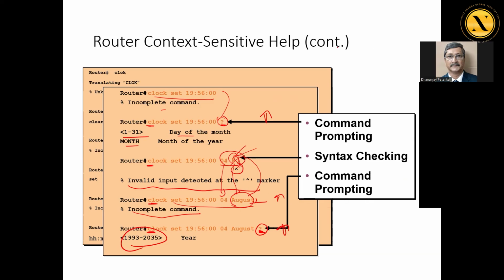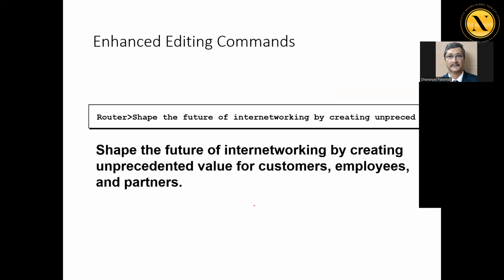Okay. So this is how we take help from the IOS, right? The question mark is known as command prompting. It's telling me what I should give next. It also does syntax checking, which means it checks this 8 and says it's not supported. So we have to give August instead of 8 for the month, right? Something like this, okay?